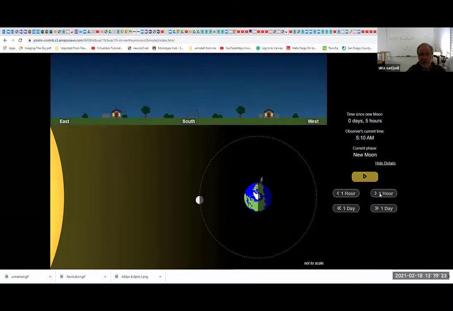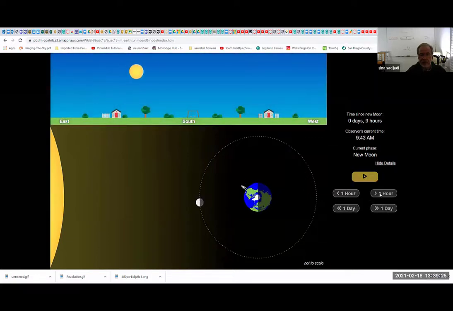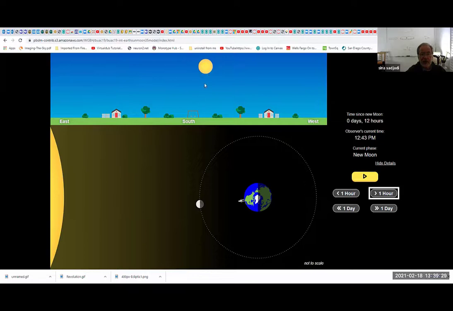Let me advance this here. So here's you looking at it. And we don't see the moon. It's right next to the sun. The sun overwhelms it. So we say this is the new moon here. That's the phase of the moon. You don't see anything.